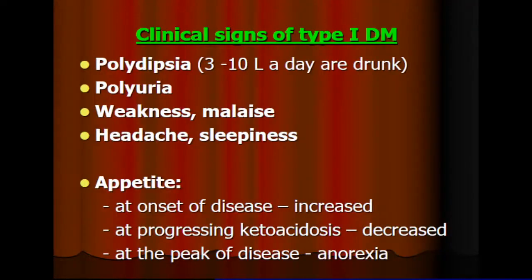Now, clinical signs of diabetes mellitus type 1. Polydipsia, polyuria, weakness, malaise, headache, sleepiness. Appetite at onset of disease is increased; with progressing ketoacidosis, appetite decreases; at the peak of disease, anorexia.